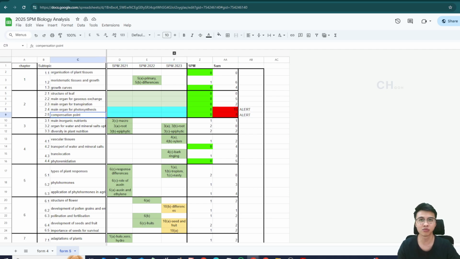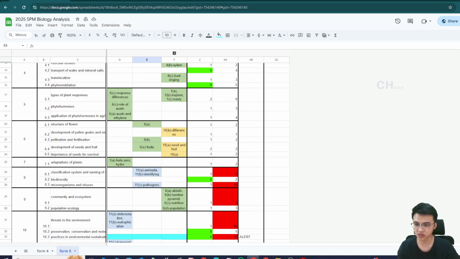Like the compensation point, the graph. If the question comes out, they're going to ask you what happens when you come to this point. At what time is the photosynthesis rate higher than the respiration rate? They are going to ask you this kind of question. Make sure you really go through the graph of the compensation point.